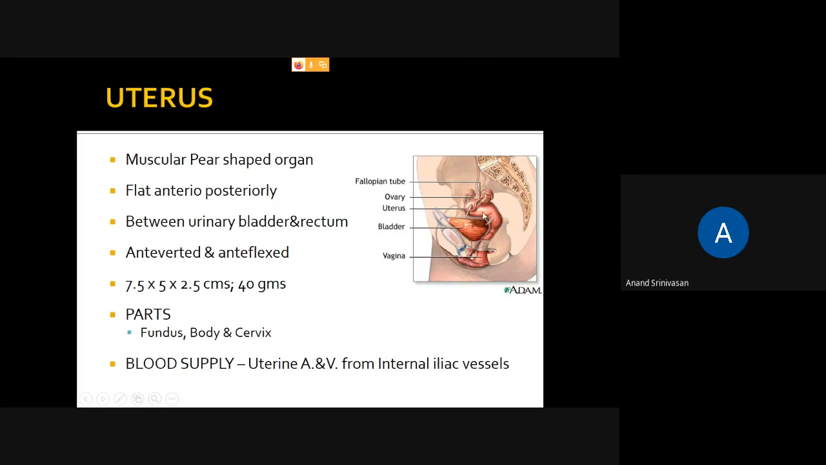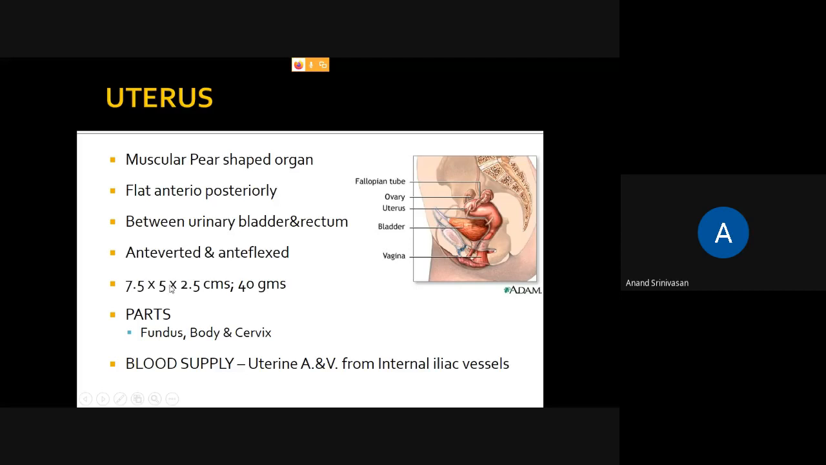Normally the uterus is anteverted and anteflexed. You can see the uterus is not straight, it is flexed anteriorly. This is called anteversion and anteflexion, that is, it slightly falls towards the anterior side. So this is called the normal position, which is anteverted and anteflexed.